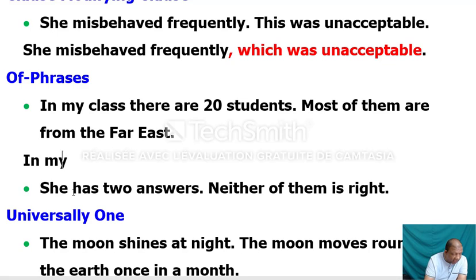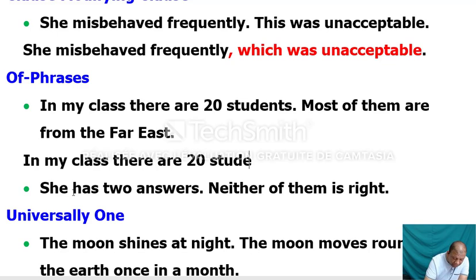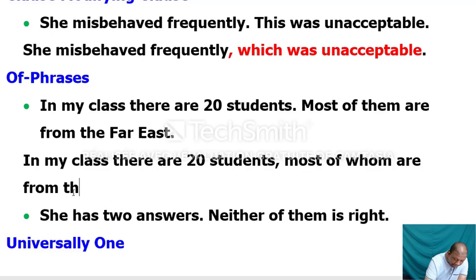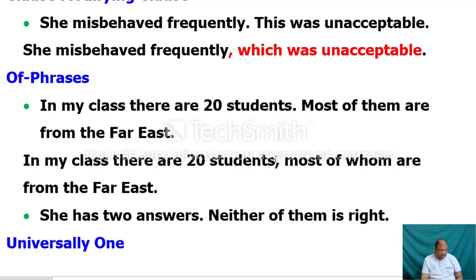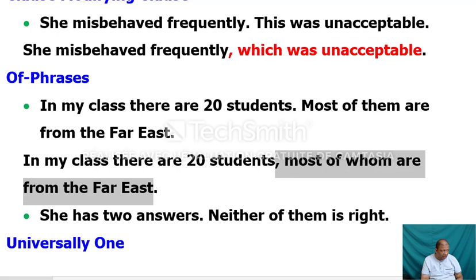The answer is, in my class, there are 20 students, comma, most of whom are from the Far East. The adjective clause here takes a final position, and therefore it is non-restrictive all the time.